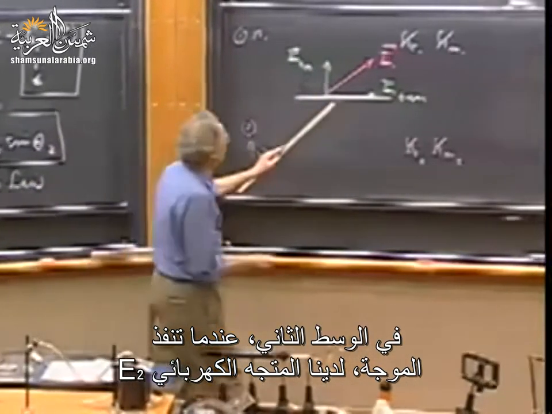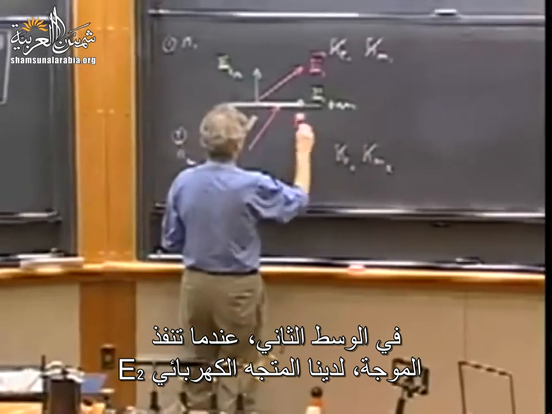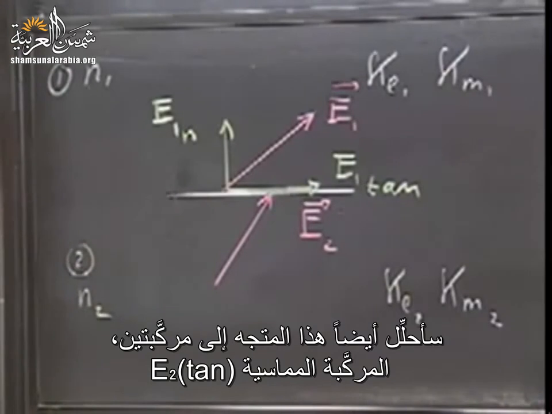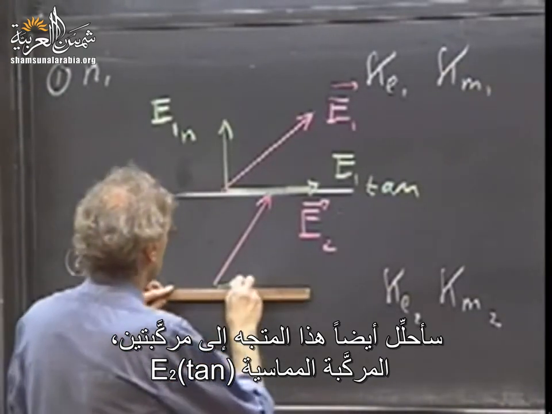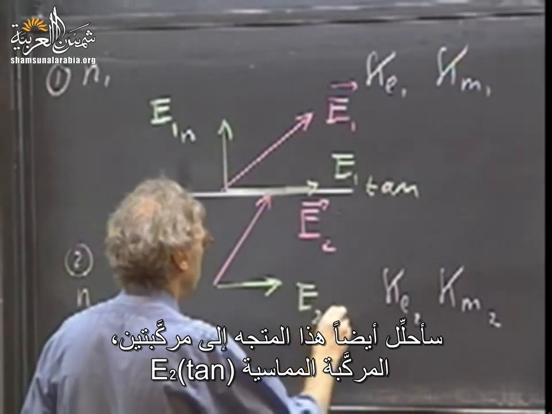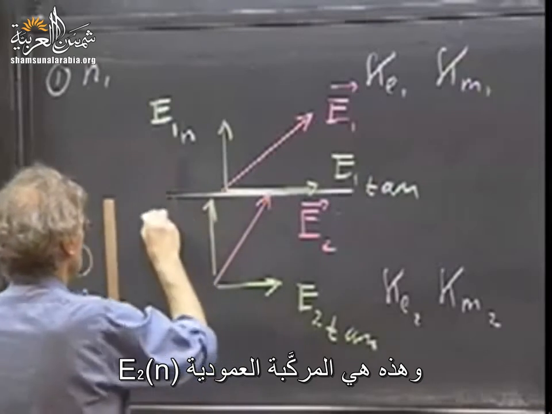And now, in medium 2, when the wave gets through, there is an electric vector, which is now E2, and I'm going to decompose that now also into one component, tangential. So this is now E2 tangential, and this is now E2 normal.